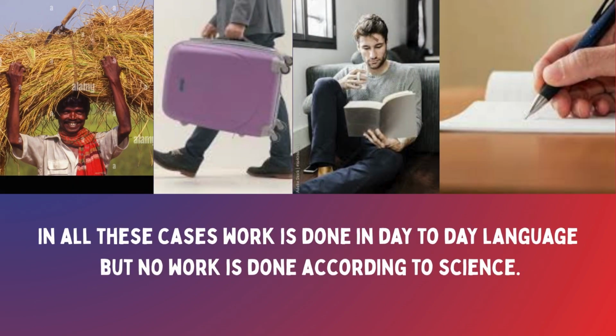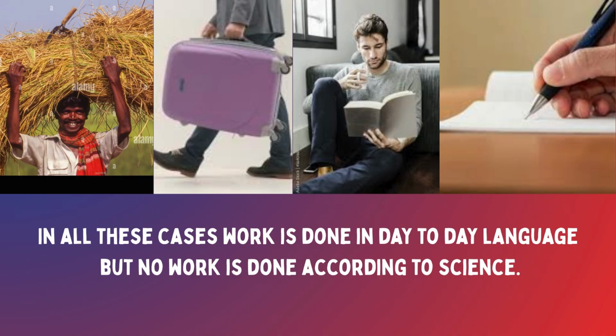Let us have a look at some examples. Here are some pictures showing different persons doing different things. In the first picture, a man is holding a bundle of hay on his head. Is he doing any work? In common language, we'll say yes, he is doing work. But science says he is not doing any work. In the second case, a person is carrying a suitcase in his hand. Is he doing any work? In common language, we'll say yes. But science says he is not doing any work.